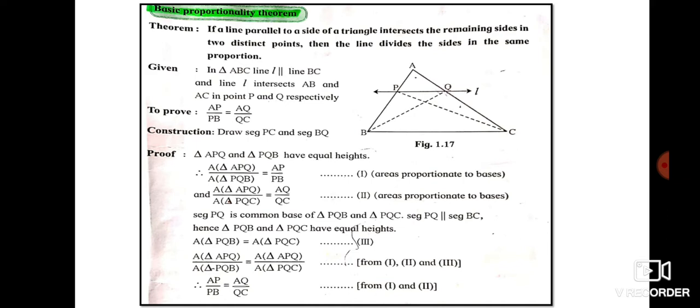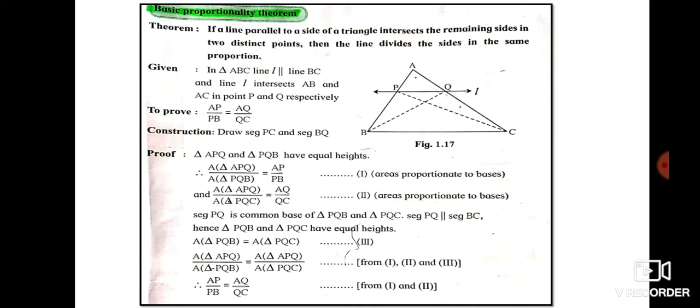We begin with the theorem, Basic Proportionality Theorem, also known as BPT. The statement of this theorem: if a line parallel to a side of a triangle intersects the remaining sides in two distinct points, then the line divides the sides in the same proportion.